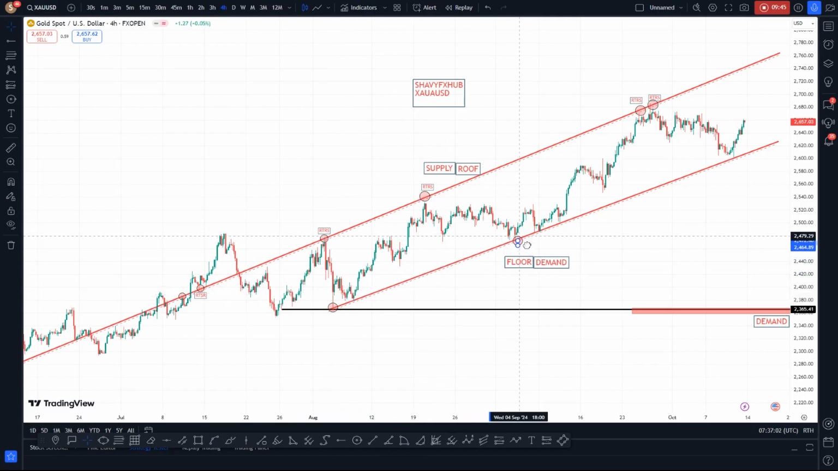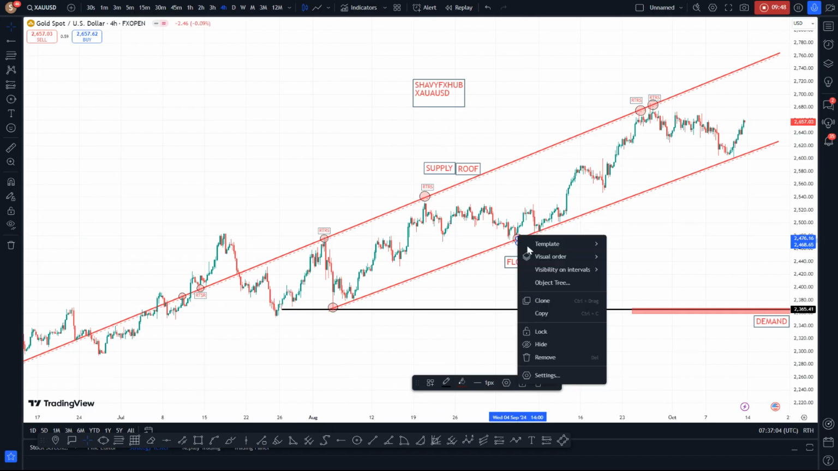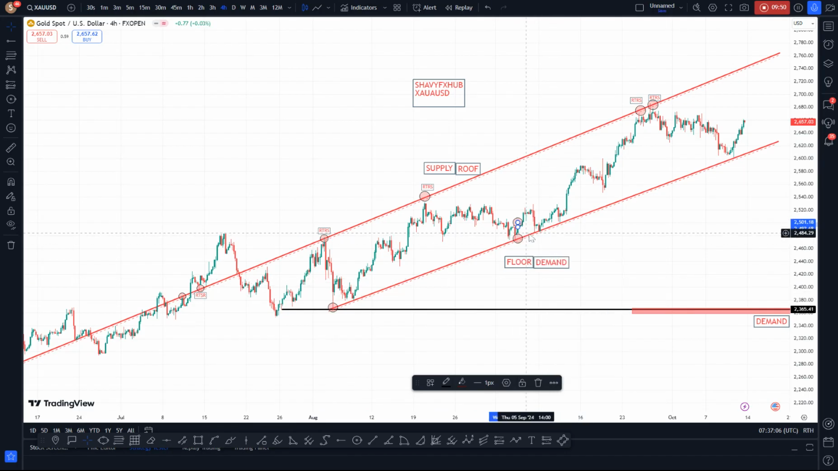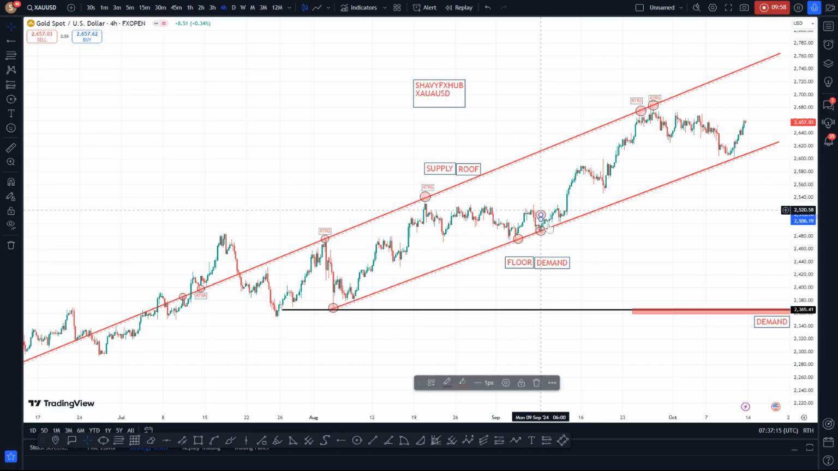Touch 1, touch 2, touch 3. We have touch 4, on the same ascending demand floor. This is our roof, this is our floor.